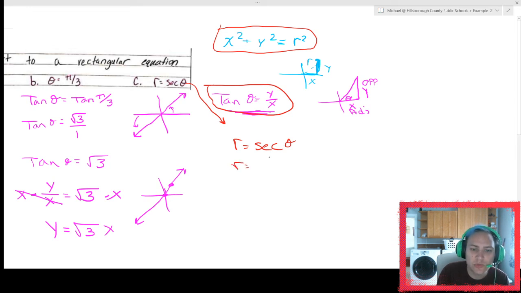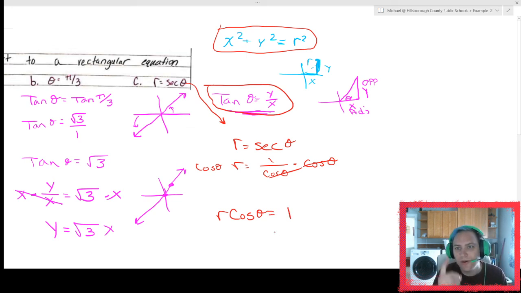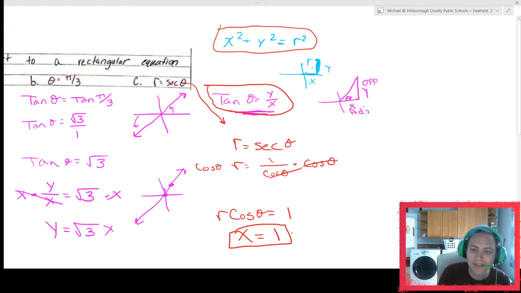So what I'm going to do is rewrite secant in terms of sines and cosines. Secant would be 1 over cosine of theta. Well, then I can multiply by cosine of theta on both sides. These would cancel out, and I end up with r times the cosine of theta equals 1. What's nice is you know what r cosine of theta is, so that's the conversion we're going to use in this one. R cosine of theta represented the x value, so this is x equals 1. And that's how we do that.